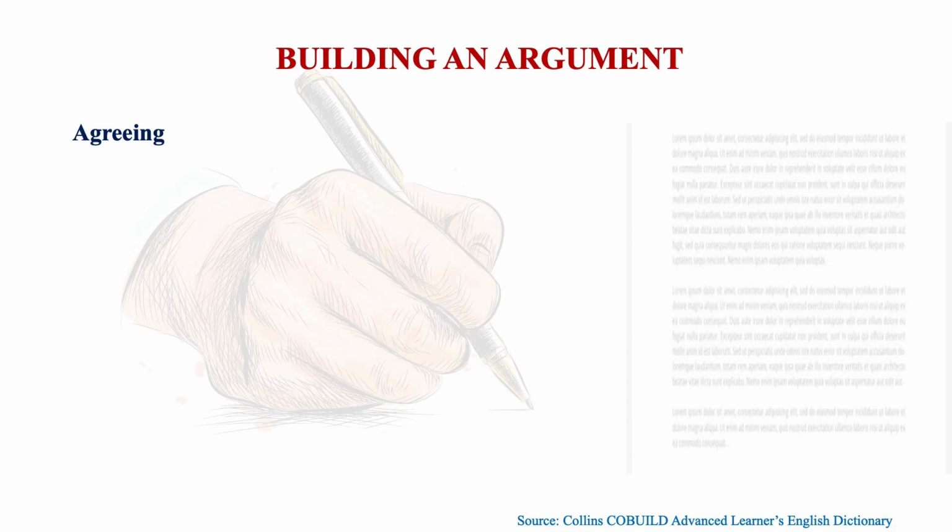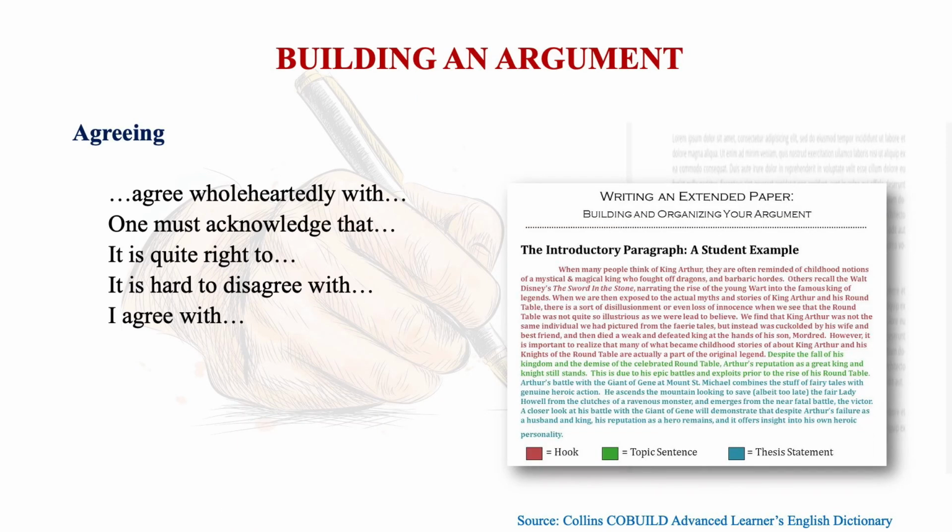You may agree with certain aspects, ideas, or perspectives, or you may disagree with them. In order to agree with certain perspectives, what words will you make use of in a paragraph? You can start by saying, I agree wholeheartedly with so and so. Or you can say, it is quite right to say that so and so is true. It is hard to disagree with, or you can straight away say that I agree with whatever he or she has said. So these are the ways of expressing your agreement with other perspectives.